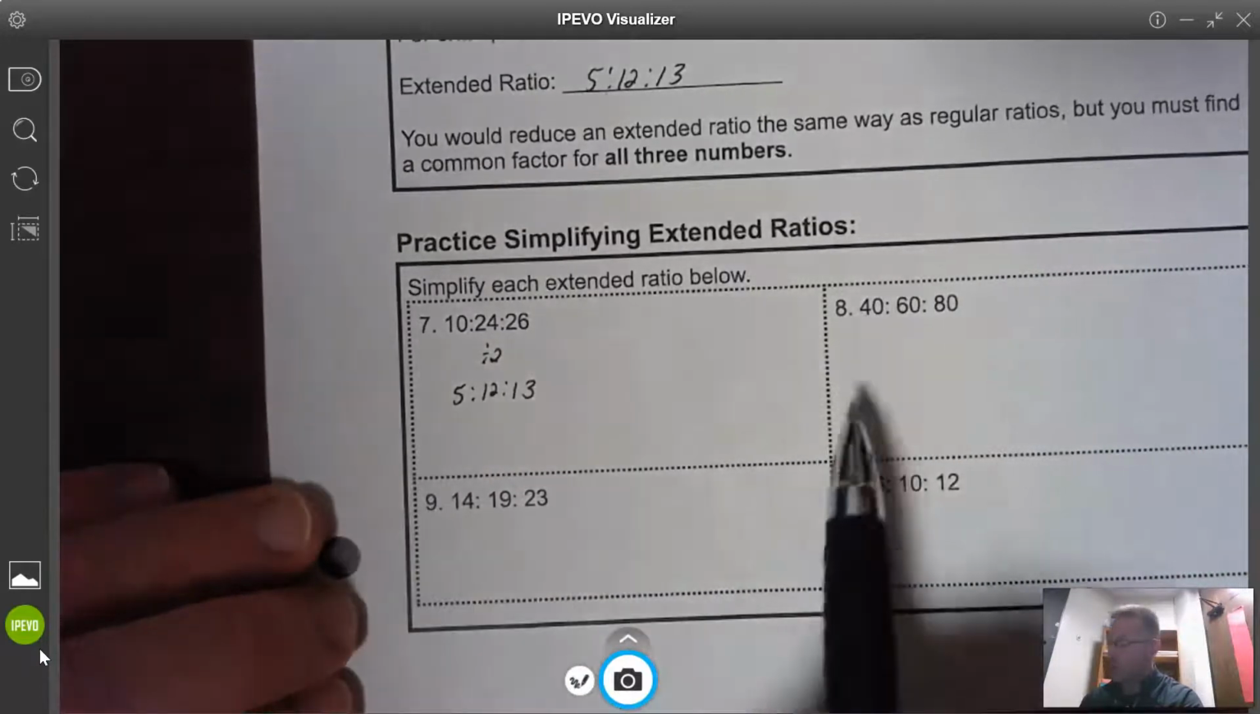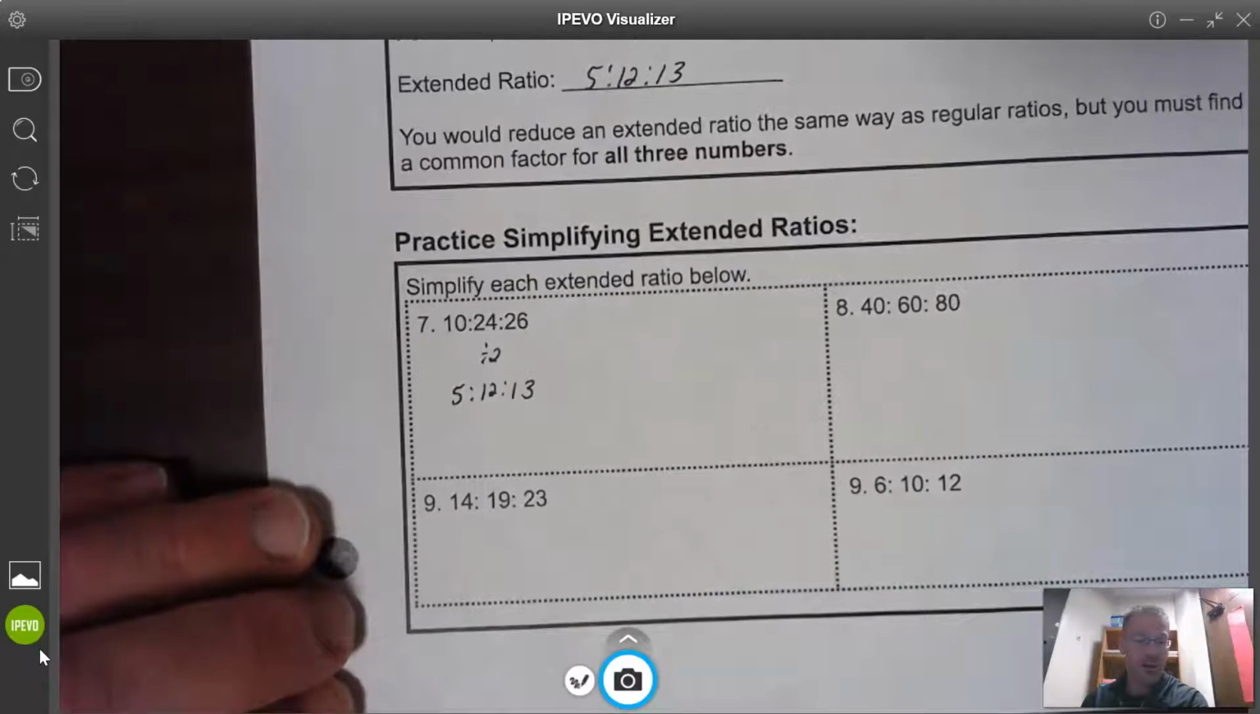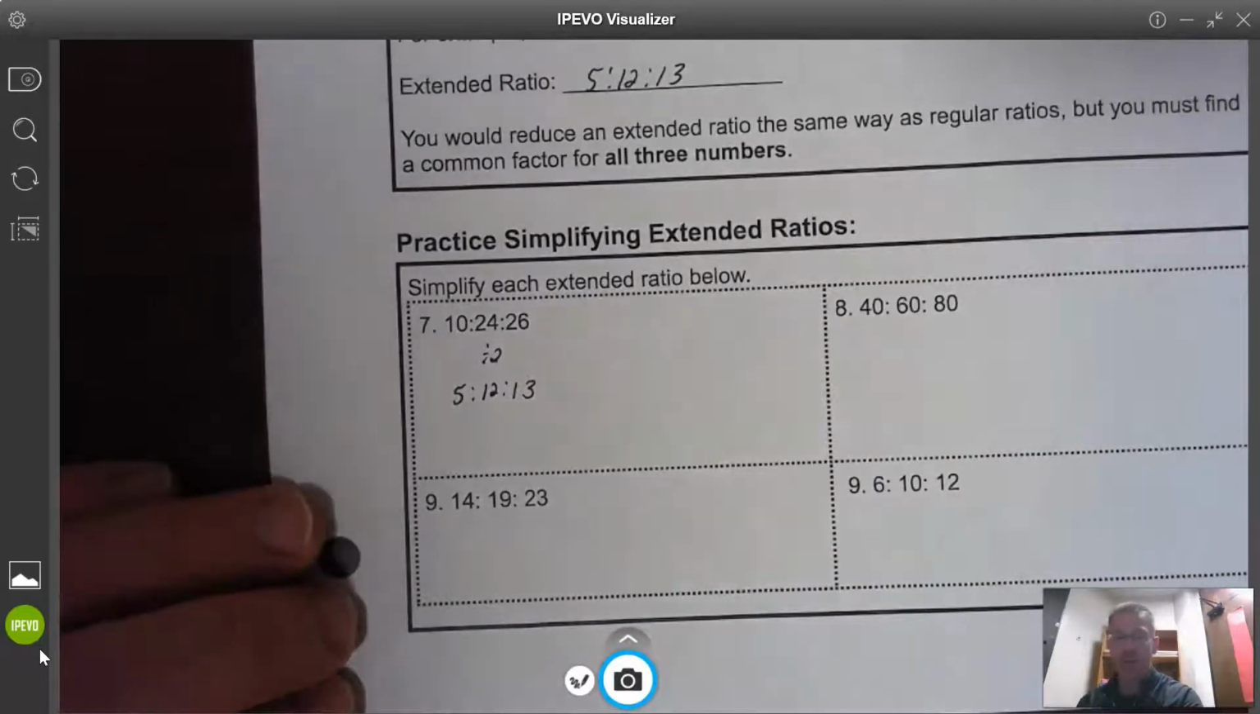All right, so I want you to try number 8 here. Pause the video, reduce that extended ratio, and flip it back on, and let's see how you do.